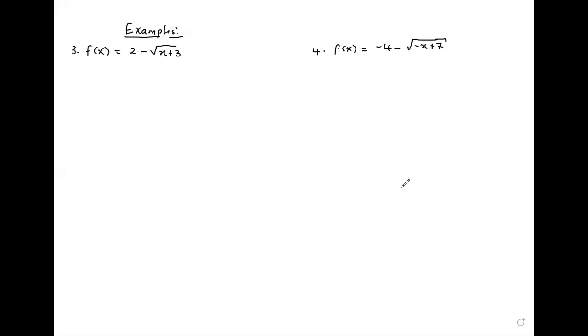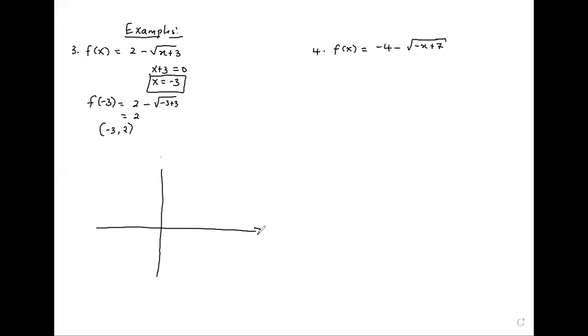As usual, we set x plus 3, our first target, equated to 0. Then look for x. This -3 found here, taken into the function, gives us a starting point. So we'll have -3 plus 3, so that we get the 2. So the starting point is (-3, 2).